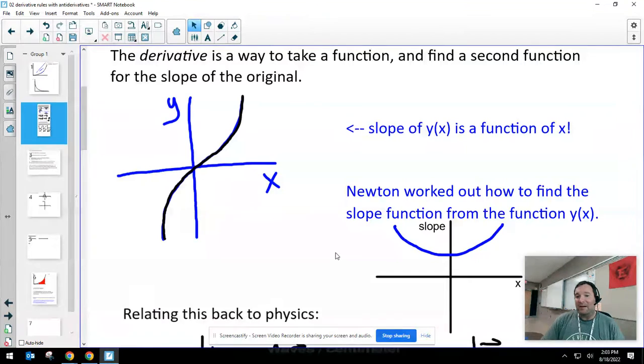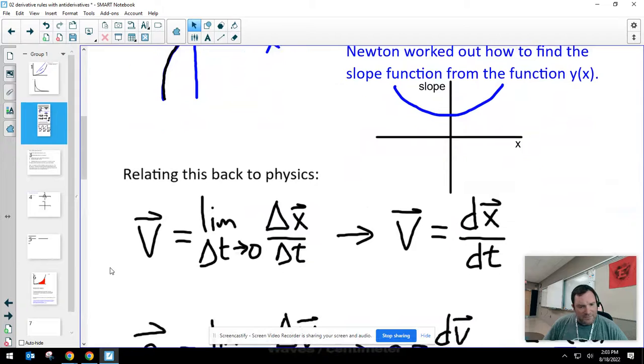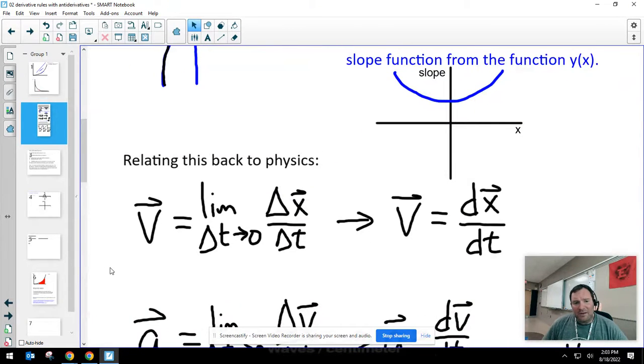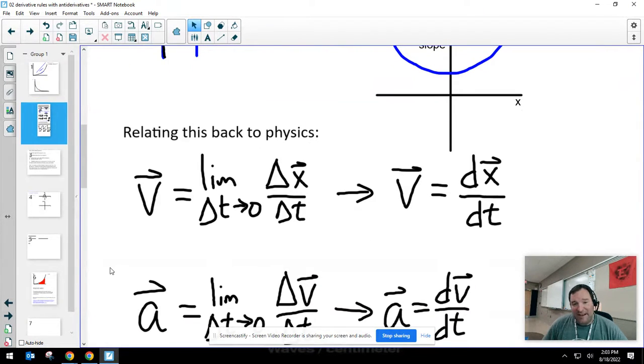And so Isaac Newton figured out a way that, if I know this function y of x, then I can figure out a new function slope of x, which is pretty cool and really meaningful for physics, because the slope of a function sometimes is velocity, or for a different function, sometimes is acceleration. We did tons of work with slopes in Honors Physics 1, and we're going to do plenty more.